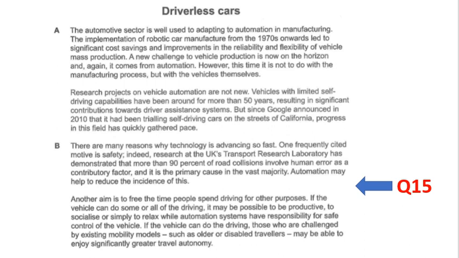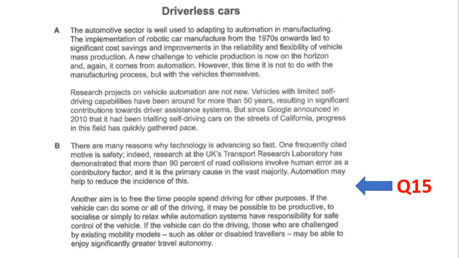So what is the primary reason for accidents? It is human error. That is, humans are not driving properly. So that is the reason. And the primary cause in the vast majority. So automation may help to reduce the incidence of this. So they are telling that if driverless cars come into existence, then the chances of human error can be minimized. So people will be more safe.